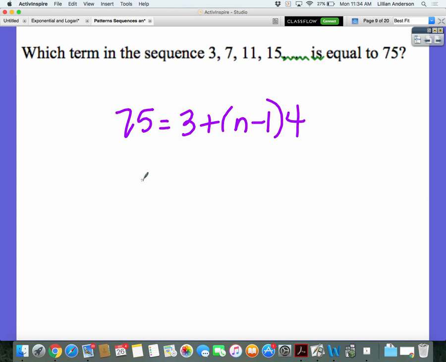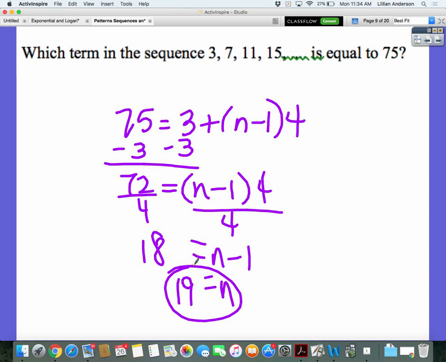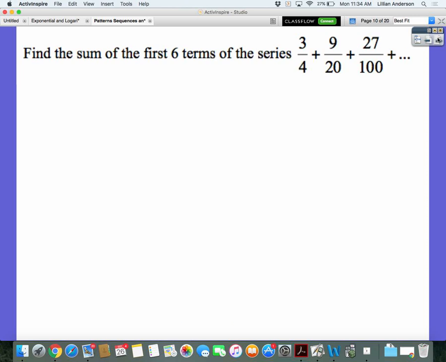Now this one, since you were looking for N, another way, which is the way I think you guys did the other problem: divide by 4. Divide by 4. This is another way. And then you get 18, so N is 19. Here's the next one. Find the sum of the first 6 terms of the series.